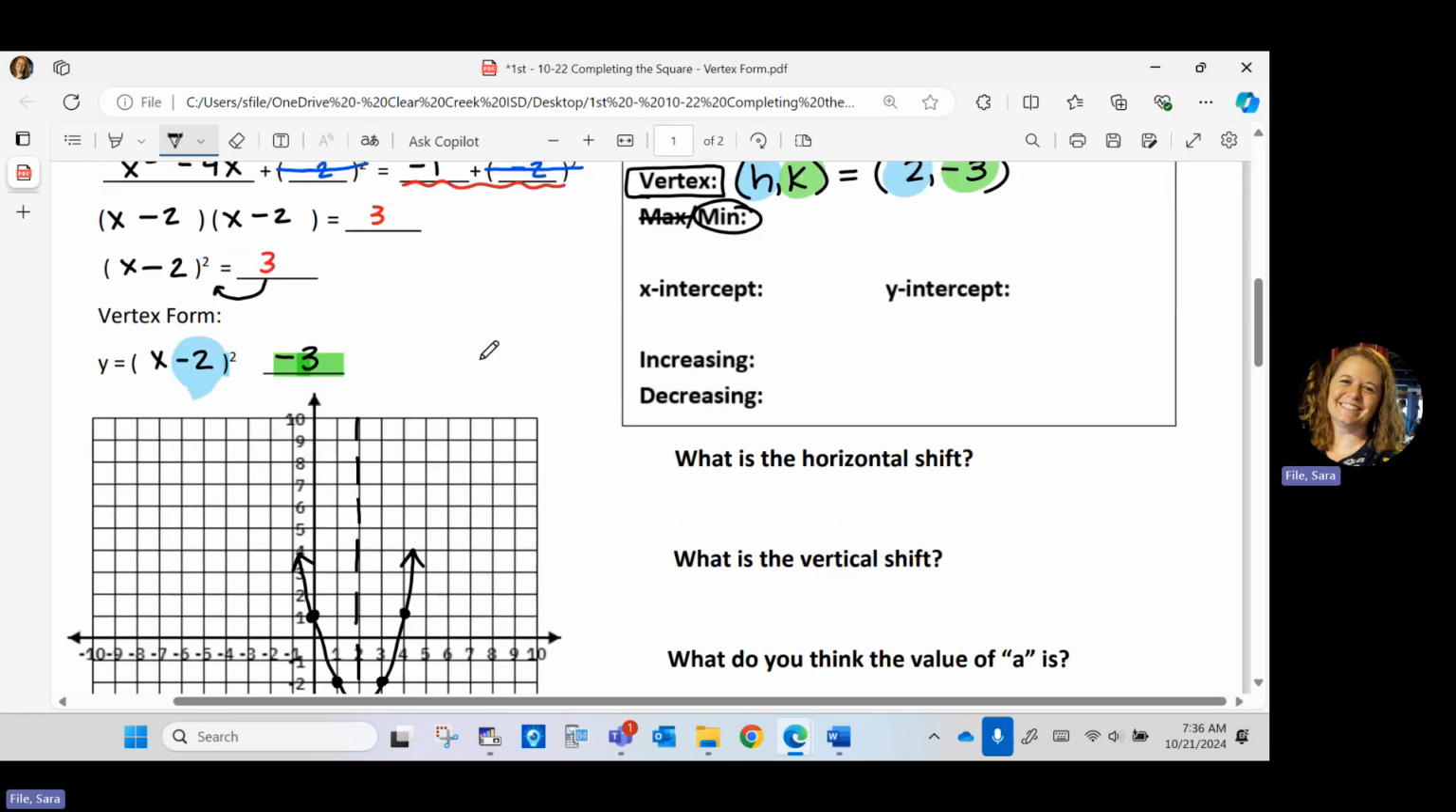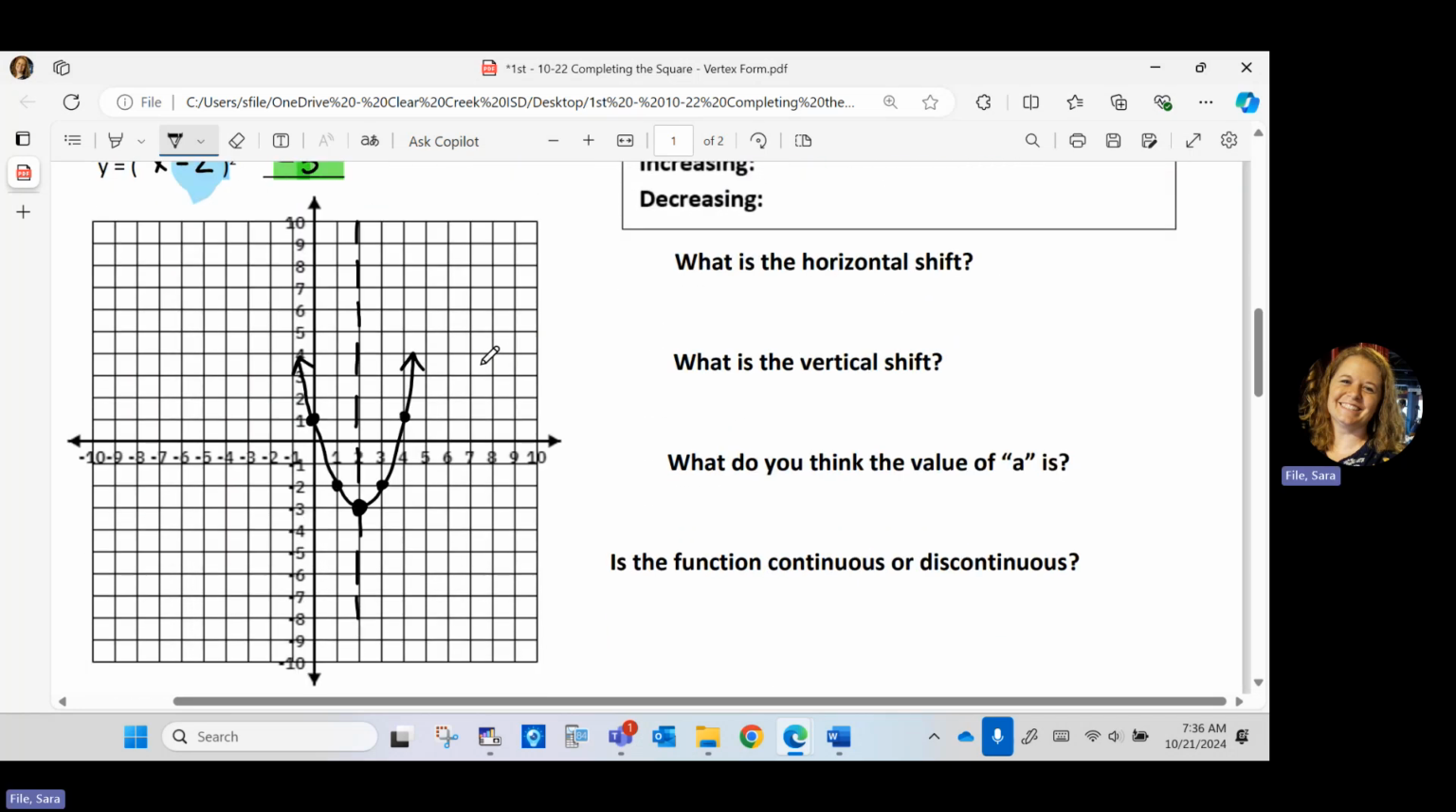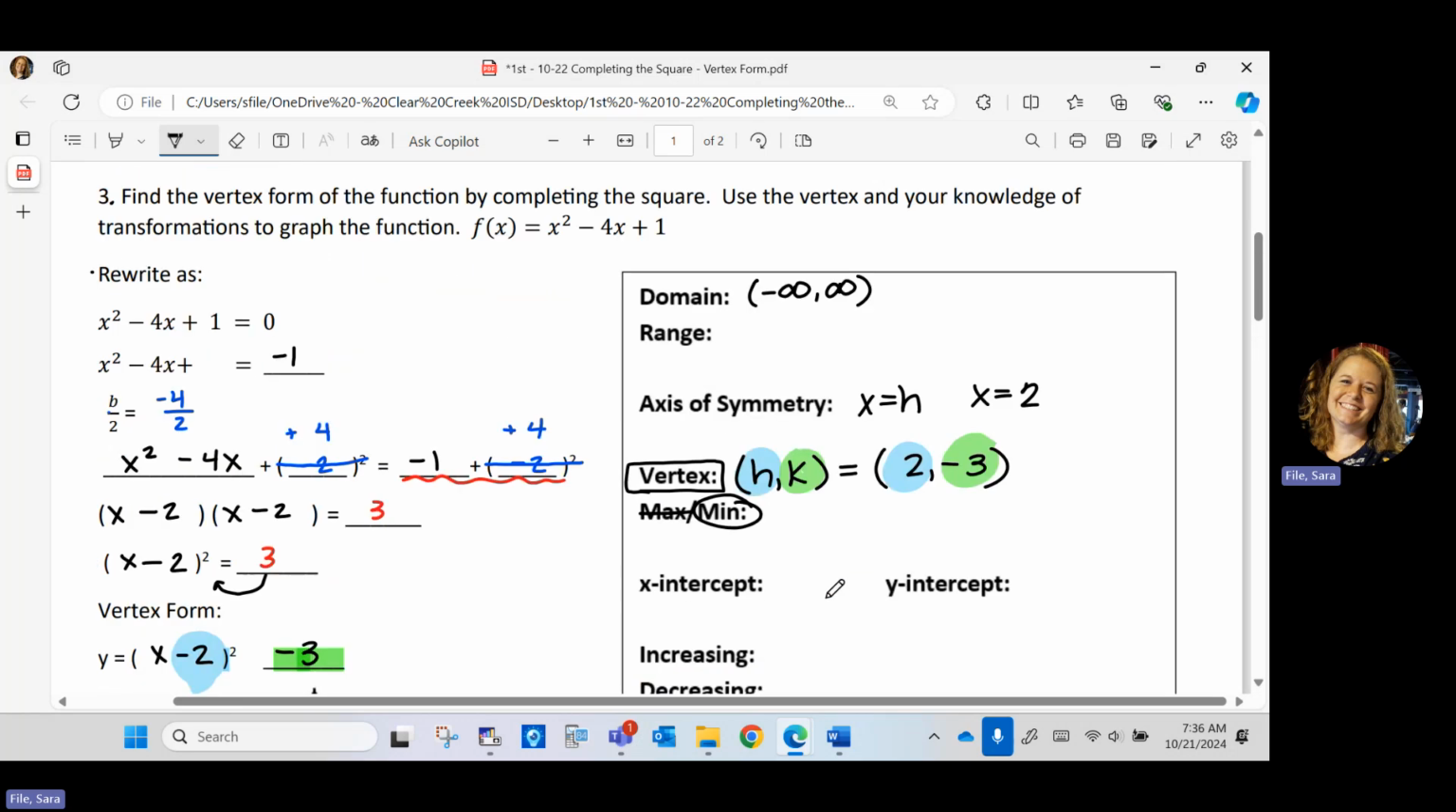Hey, what about the range? How low to how high does this graph go? Range is the y values. How low does it go? It's at -3. So it goes up from -3, how high? To infinity. And we include the -3, so we put a bracket there.